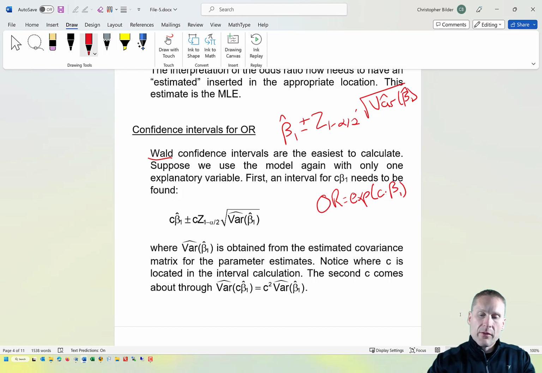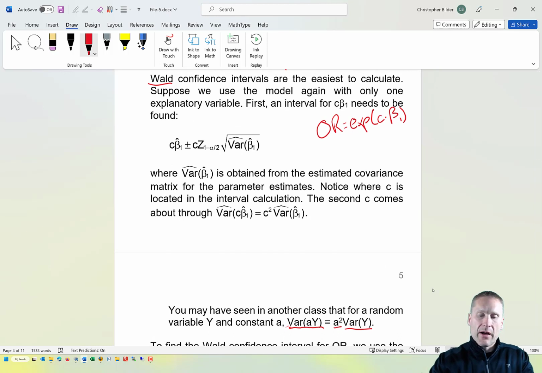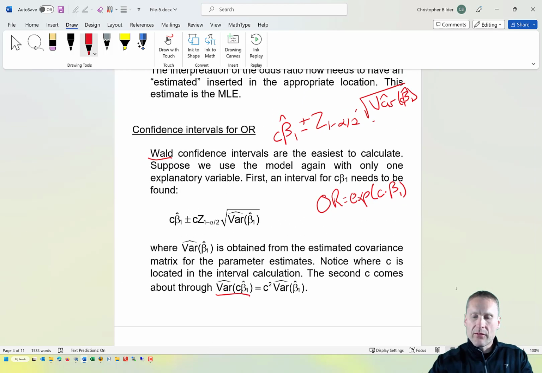So as you might expect, I can put a C there. I can put a C inside there as well. Now, in another stat course, if you've had a mathematical statistics course, you've learned that the variance of a constant A times a random variable Y is equal to A squared times the variance of Y. So because of that, my estimated variance of C times beta hat 1, which I have right here, ends up being C squared times the estimated variance of beta hat 1. That C squared, notice that's going to be right there.